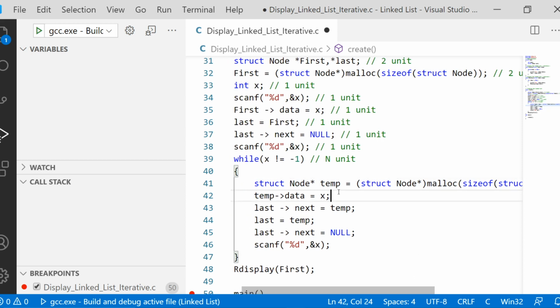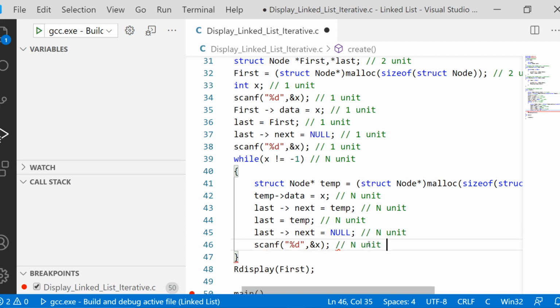Next, this line, how many times is it executed? n times, so n units of time. Every line inside the while loop is going to be executed n times, so n units respectively. So every line that we are taking is n units. Fine. The next is also going to be n units.